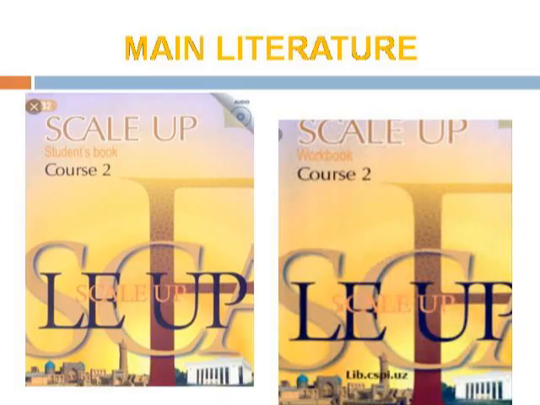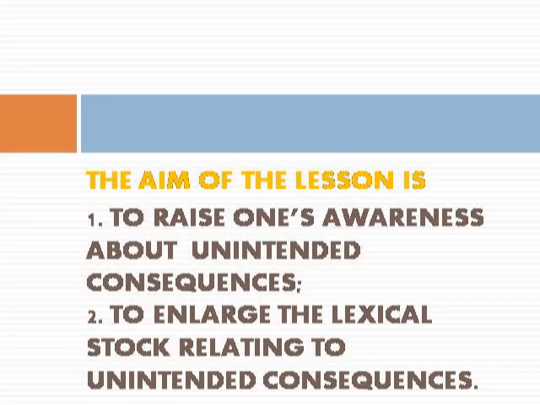Our main literature is Scale Up Students Book Course 2, and additional literature is Scale Up Workbook Course 2. The aim of the lesson is to raise one's awareness about unintended consequences, and the second one is to enlarge the lexical stock relating to unintended consequences.